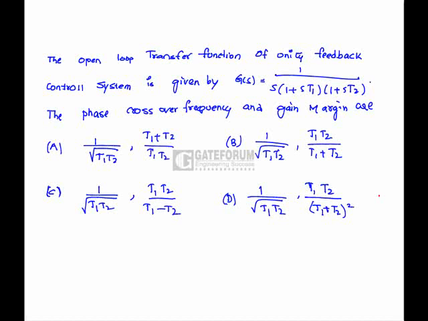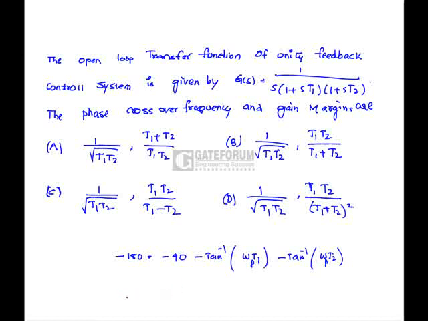The open loop transfer function of a unity feedback control system is given by G(s). Find the phase crossover frequency and the gain margin. The phase crossover frequency is the frequency where the phase of G(s) is minus 180 degrees. That is, the angle of G(s) becomes minus 180 degrees at the phase crossover frequency: minus 90 minus tan inverse of omega T1 minus tan inverse of omega T2. This is at phase crossover frequency omega P.